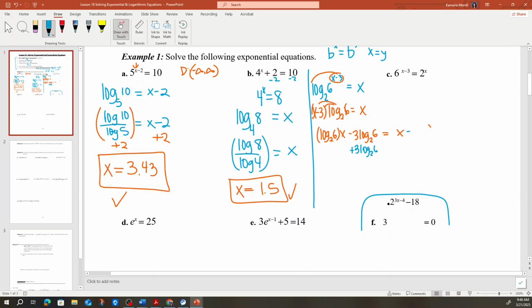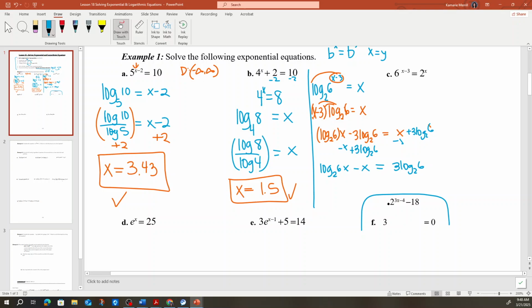There's no right or wrong way, technically. I'm going to subtract x. So technically, we are right here. I have a number with my x, and I also have another minus x, and then over here is just a number: 3 log base 2 of 6.